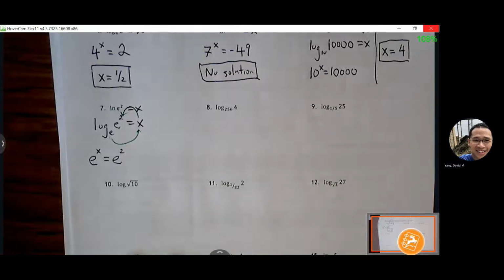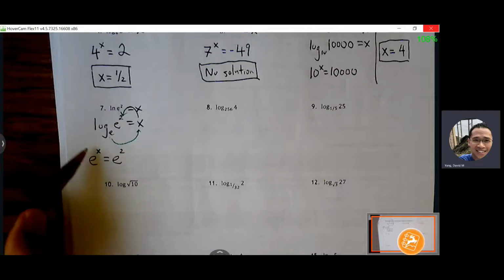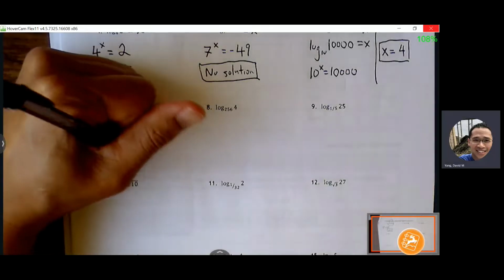x must be what? 2, right? The bases are matching, so I can remove them and just set the exponents equal.